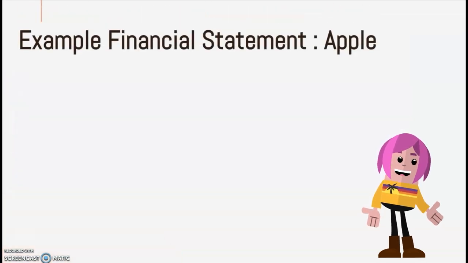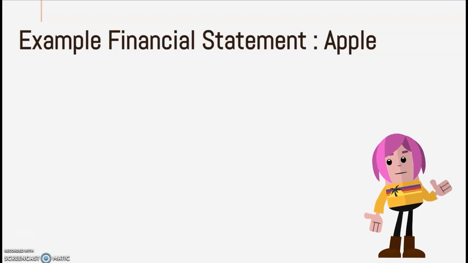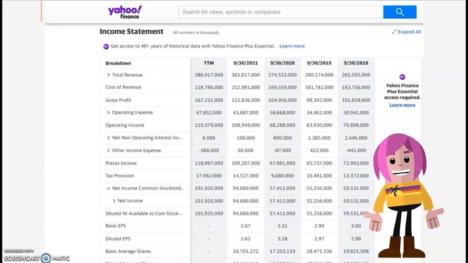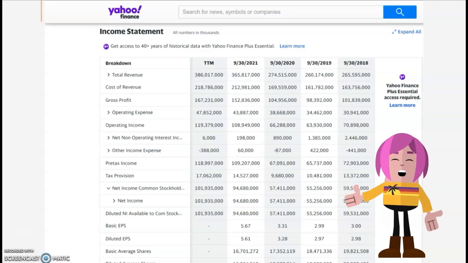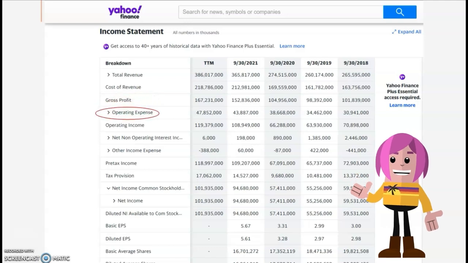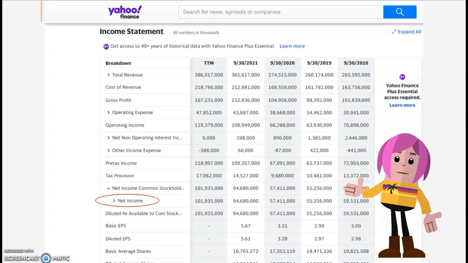Now let's look at an example of Apple's financial statement. This is Apple's income statement. Here we can see some of the familiar terms we went over in this video, such as total revenue, cost of revenue, gross profit, operating expense, operating income, and net income.